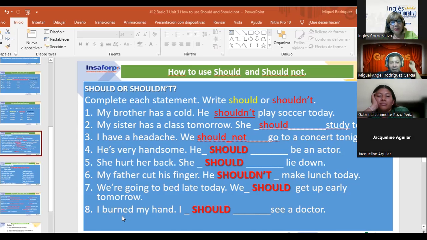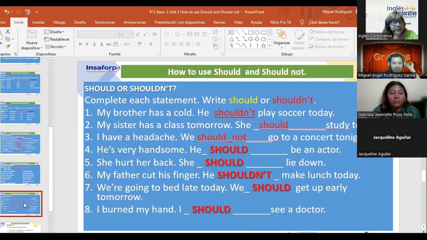I burned my hand. And I should see a doctor. Okay, continue with the slide number. The next, continue, please.